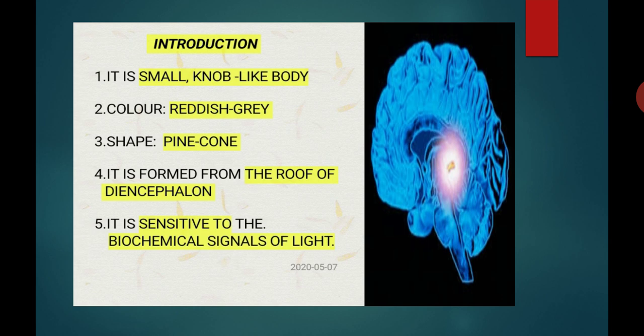I repeat the points once again. Number 1, pineal gland is a small knob-like gland. Number 2, color. It is reddish gray in color. Number 3, shape. It is pine cone shape. Number 4, it is formed from the roof of the diencephalon. Diencephalon is a part of the forebrain. It is sensitive to the biochemical signals of light. This is about the introduction related to the pineal body.